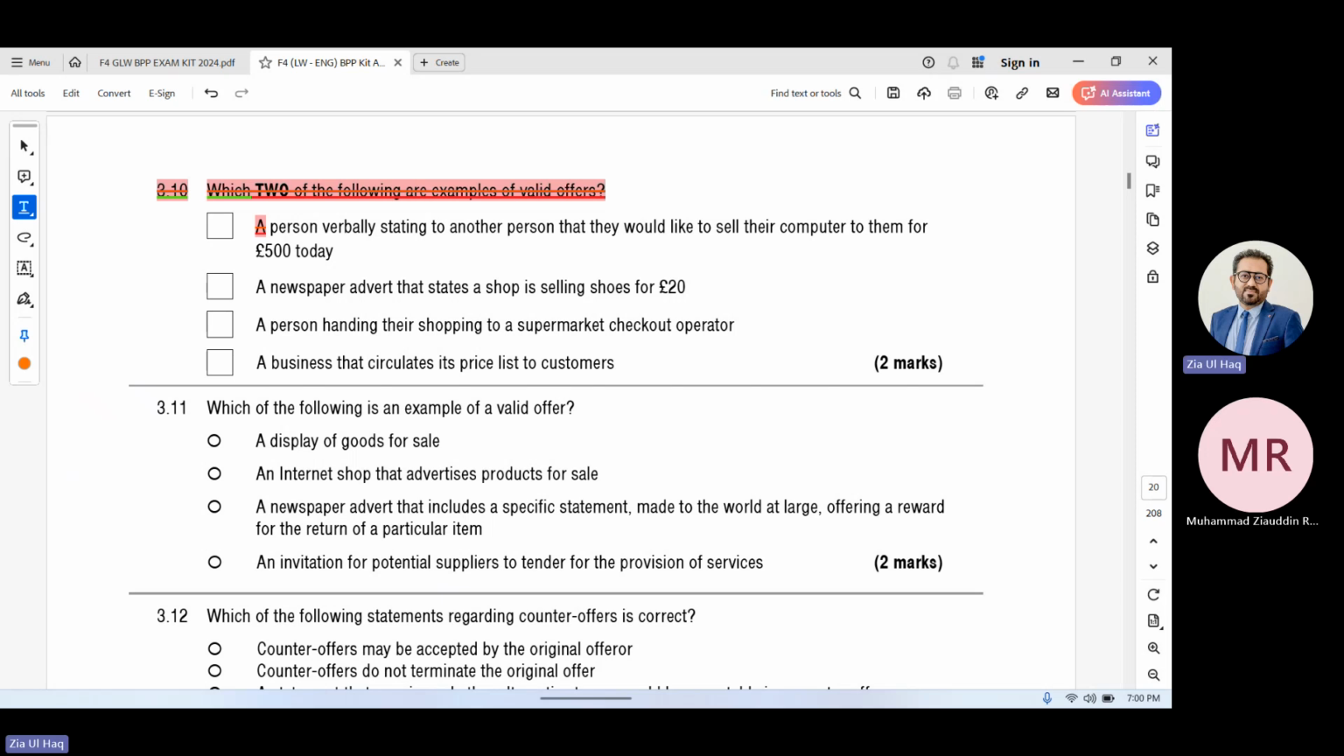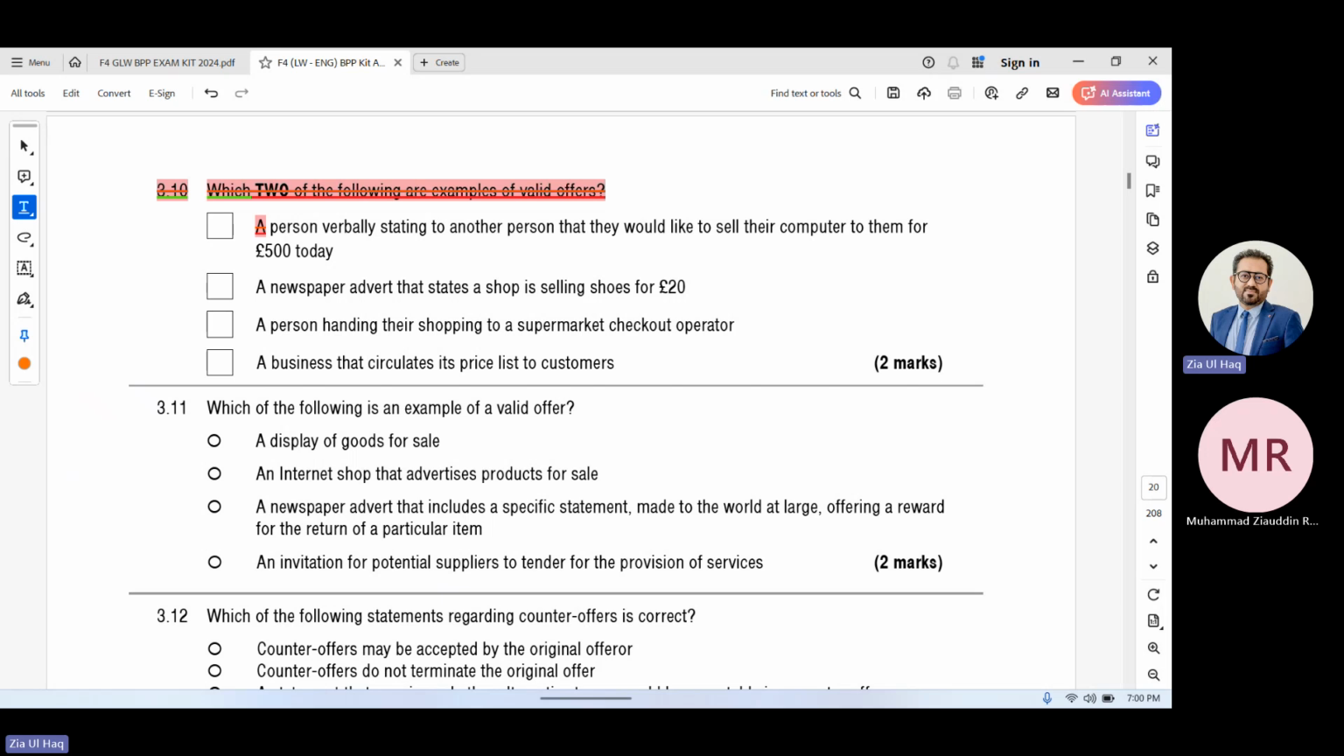Let's see. A newspaper advert that states a shop is selling shoes for $20. Newspaper adverts are an invitation to treat rather than an offer. Shop displays are an invitation to treat rather than an offer. The other has to make the offer and then the seller will accept.